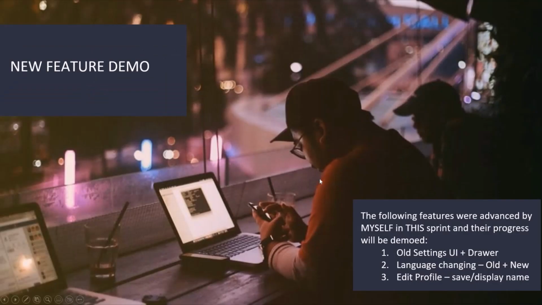So first I'll demonstrate the old settings UI and the nav bar that we didn't use, but that I did. Then I'll show the language changing with that old UI and nav bar in that version of the app, and then I'll show it in the current app, which again is the manual translation. And then I'll show the edit profile, which allows the user to save their name and display it in settings instead of their email. All right.